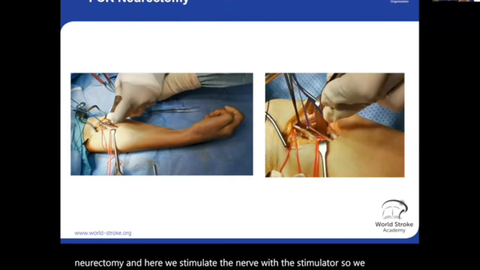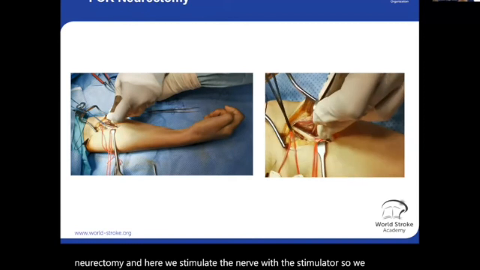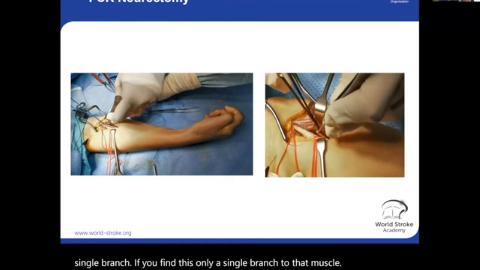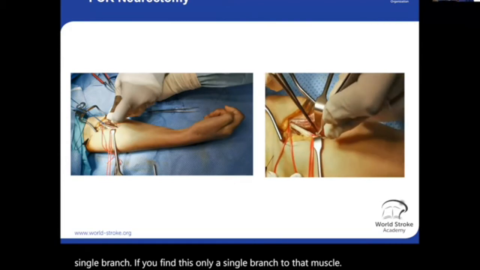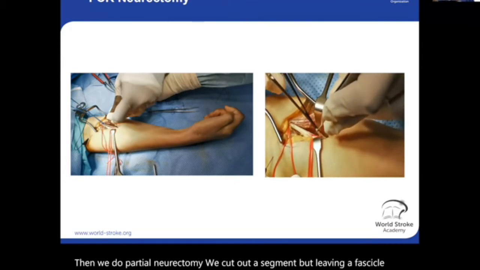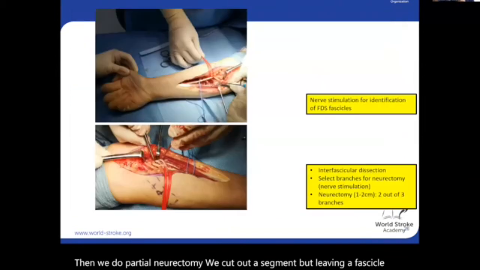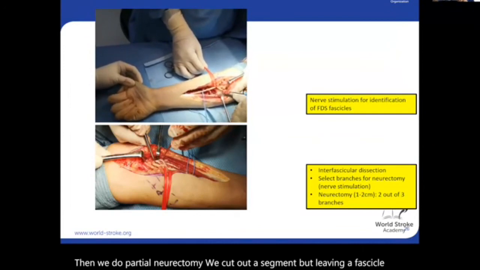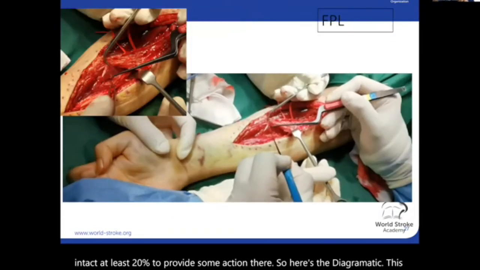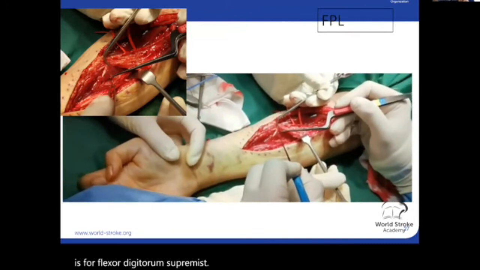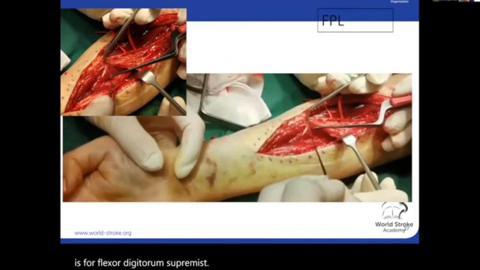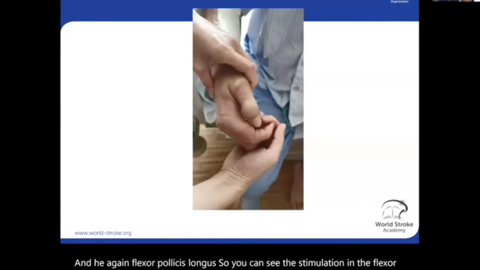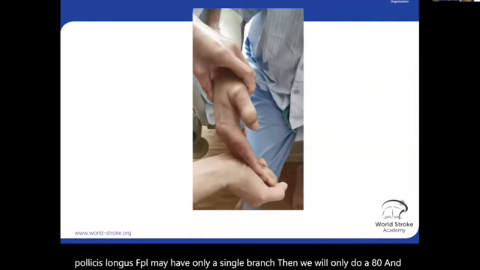If you find there's only a single branch to that muscle, then we do a partial neurectomy. We cut out a segment, but leave a fascicle intact, at least 20%, to provide some action there. So here's just a diagrammatic. This is for flexor digitorum sublimis. And here again, this is the flexor pollicis longus. So you can see the stimulation in the flexor pollicis longus. FPL may have only a single branch, then we will only do 80%. And I think this is the improvement in the spasticity immediately post-op.